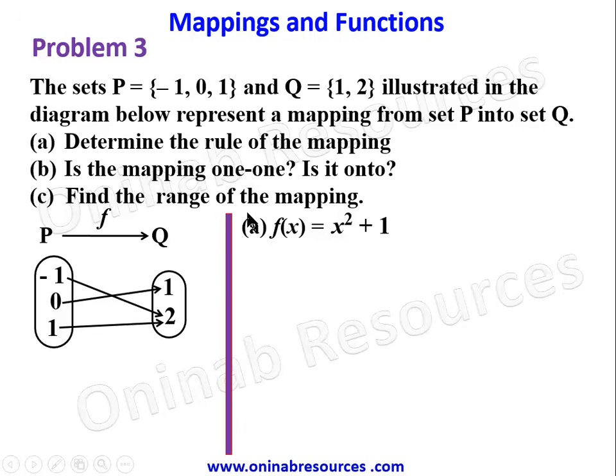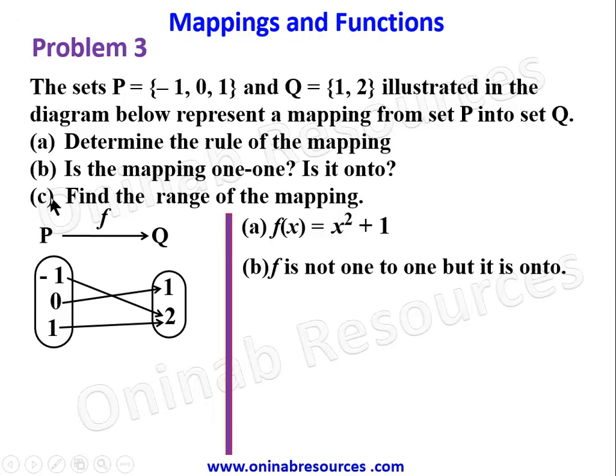Then we now look at B. Is the mapping 1 to 1? The mapping is not 1 to 1. So it is ruled out because the image of -1 is 2 as well as the image of 1. So it is not 1 to 1, but it is onto, because the codomain here is {1, 2}, and the range is also {1, 2}. So we conclude f is not 1 to 1, but it is onto.